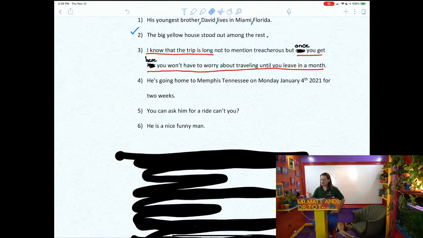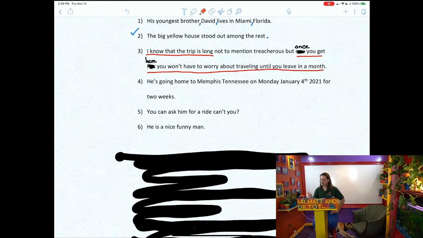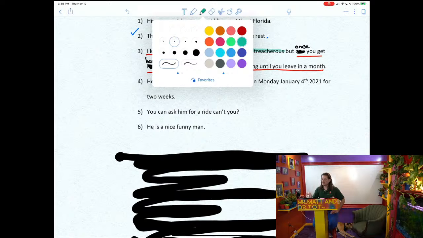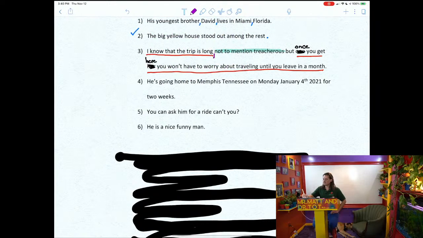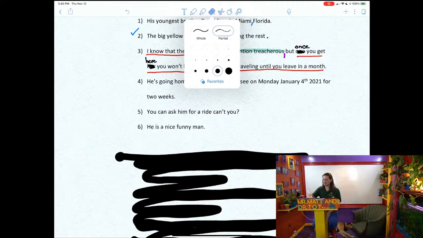And then we have this parenthetical clause, let me get another color here, not to mention treacherous. So we need to make sure that there are commas surrounding the parenthetical clause, not to mention treacherous. You can almost hear that tone change in the sentence. I know that the trip is long, not to mention treacherous. But once you get here, and then that's a dependent clause. Actually, let me back this out so we can separate the dependent and independent clause.